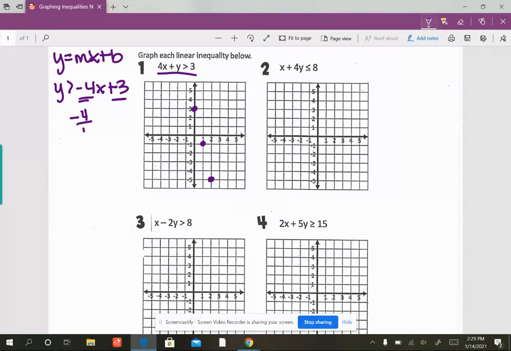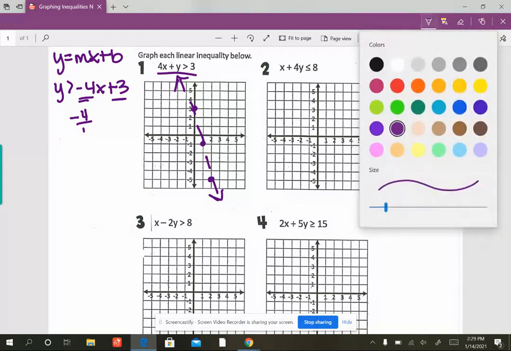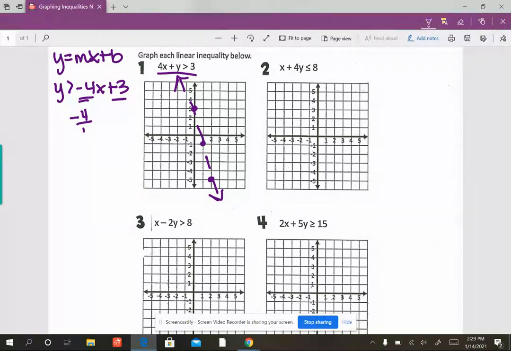If the inequality is just greater than or just less than, it's a dotted line. And here, it's just greater than. So this is going to be a dotted line all the way down. And then now we need to think about shading.